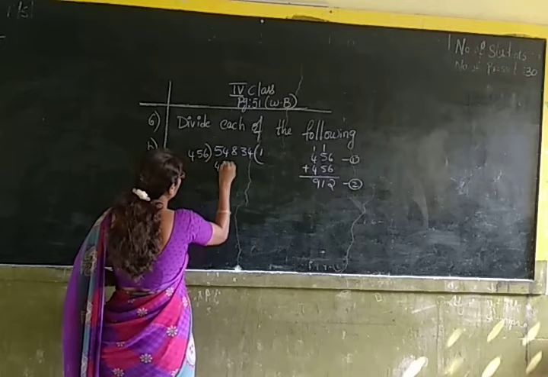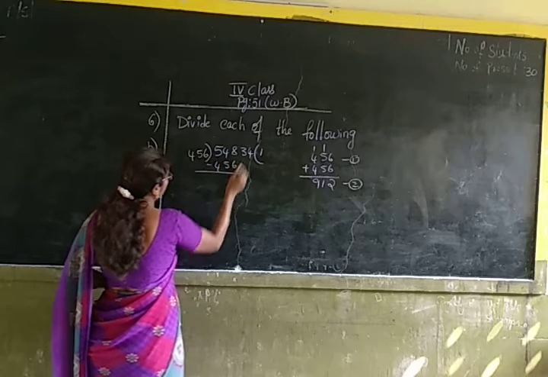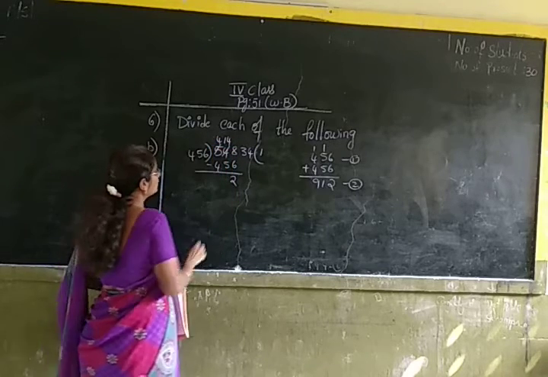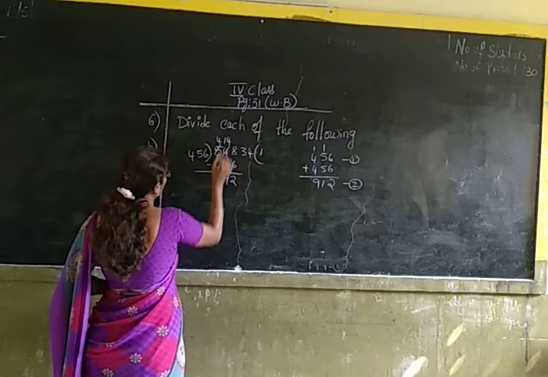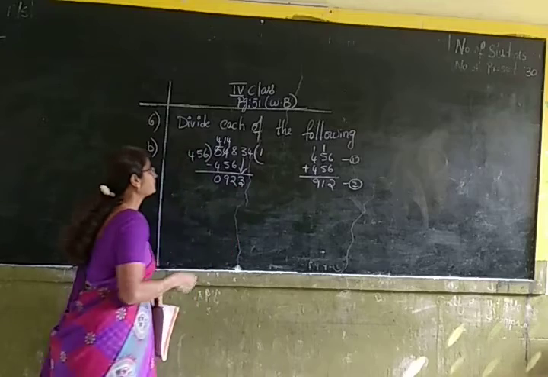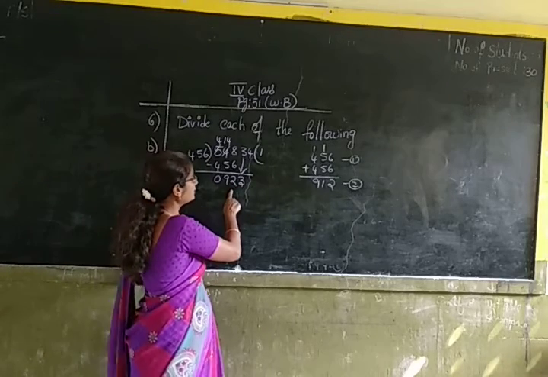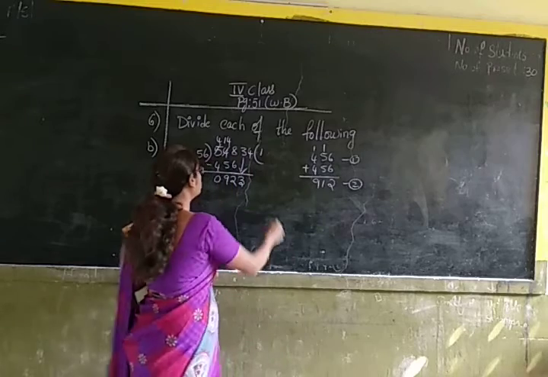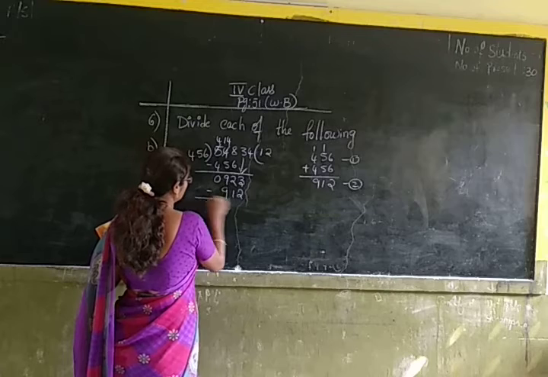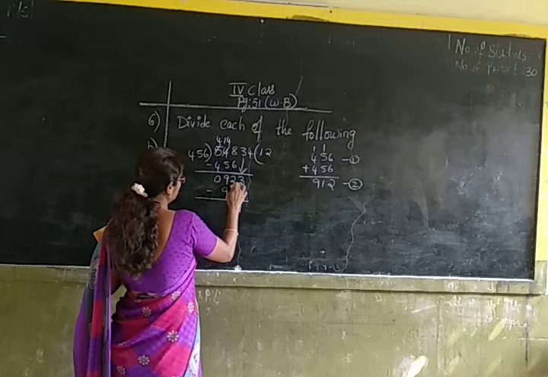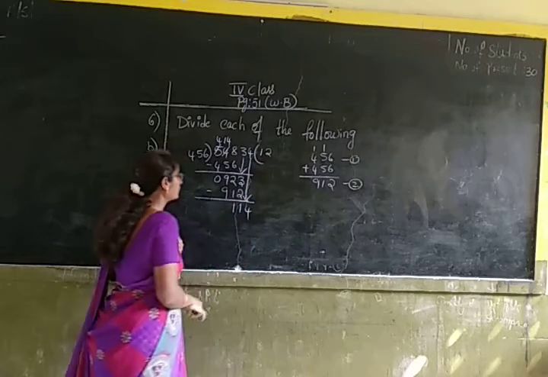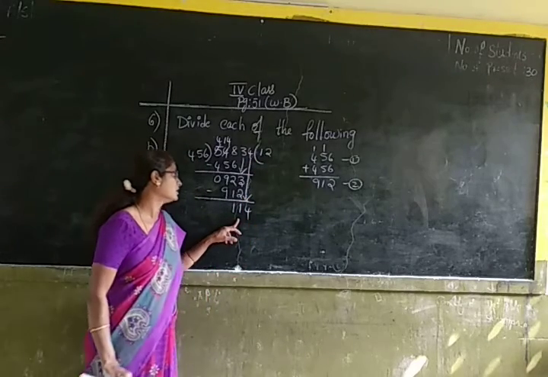That is 456. 8 minus 6 is 2. 14. 14 minus 5 is 9. 4 minus 4 is 0. Bring down 3. How many times 456 goes in 923? It goes 2 times. That is 912. 3 minus 2 is 1. 2 minus 1 is 1. Bring down 4. It is 114.